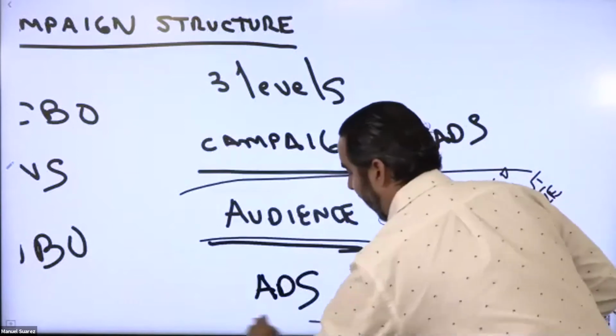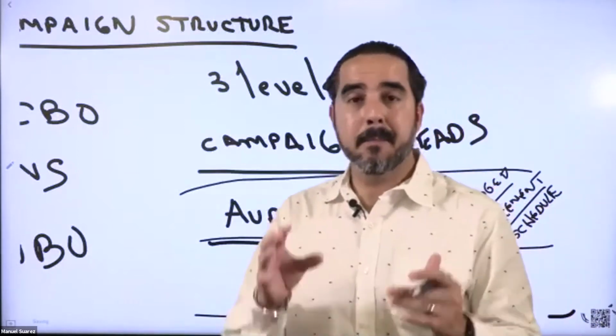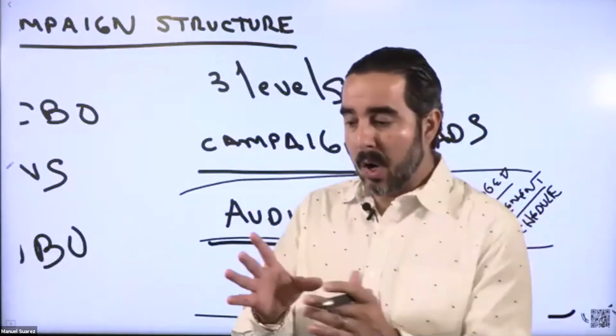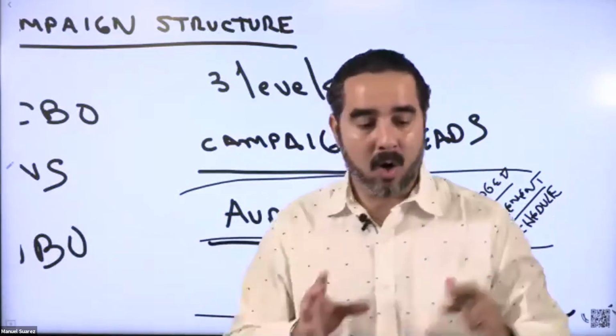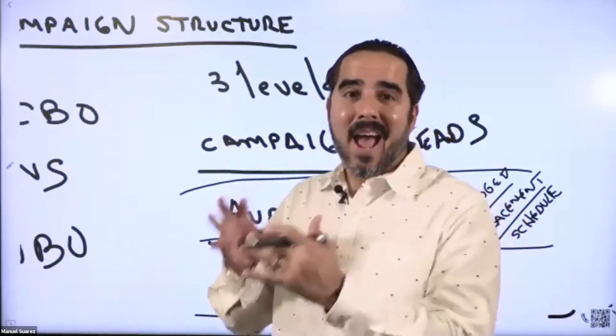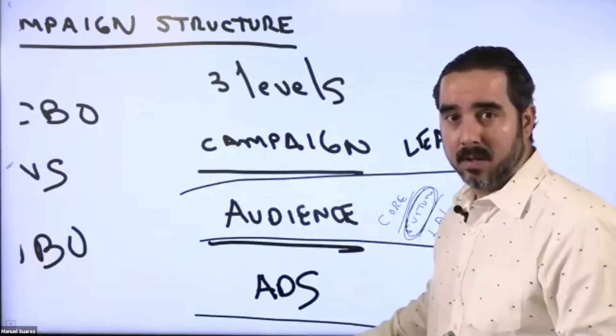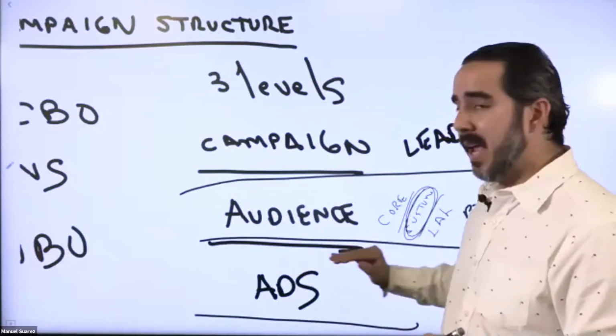And then you have the ads. The ads is exactly that, is the creative. It is the message, the image, the copy, the headline, the call to action, the links, the buttons. That's the ad. So these are 3 very different elements: campaign, audiences, and ads.